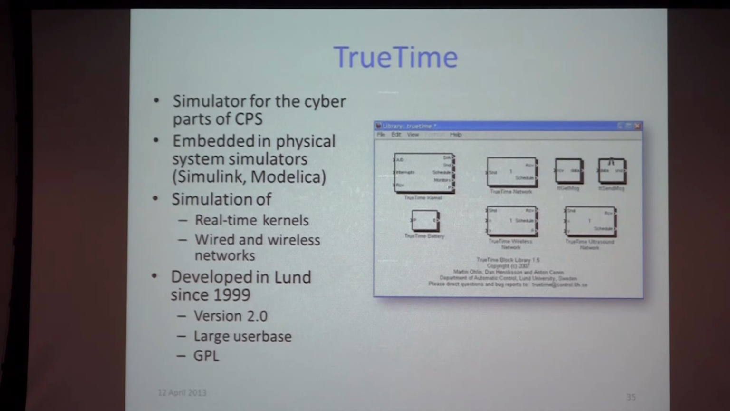And then Johan Aker, one of my PhD students, did the first version of this for Simulink. And this we have then continuously developed. By now we have something called version 2.0, a fairly large user base, and it's available under GPL. So the idea is to embed models of real-time kernels, real-time CPUs, and real-time networks as blocks within Simulink. And to those blocks, you can connect signals and so on in a normal way. And inside the blocks, you have code representing the tasks and the interrupt handlers and so on.